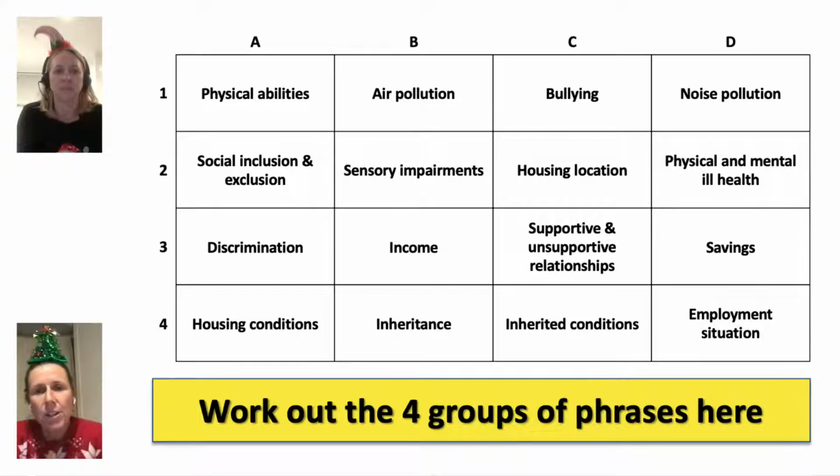And if I go to column D, I'm going to have a look. I think physical and mental ill health, but the clue in that one, if I'm honest, was physical ill health. So all of those I think fall under the physical category because they have a direct effect on my physical health. So that's what I'm going to go with.